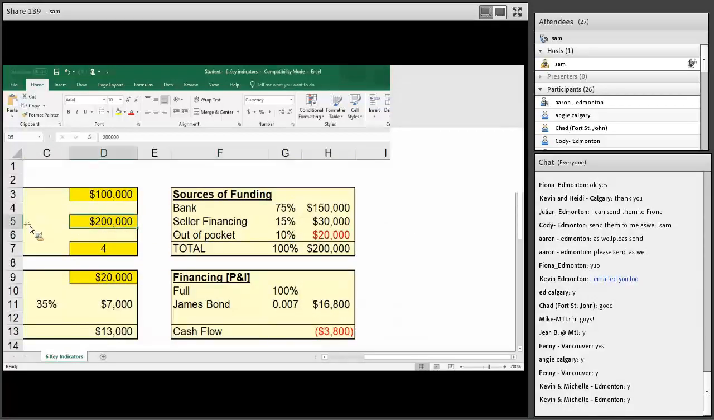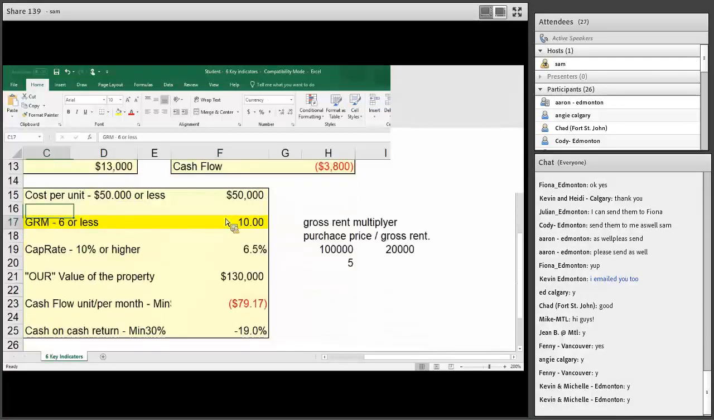The only option with a gross rent multiplier of 10, anybody know what we can do with a gross rent multiplier of 10? What we still possibly could do? Anybody?